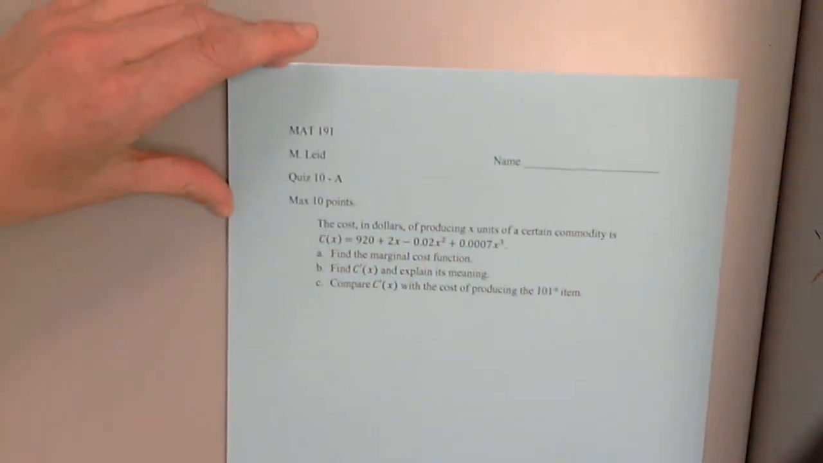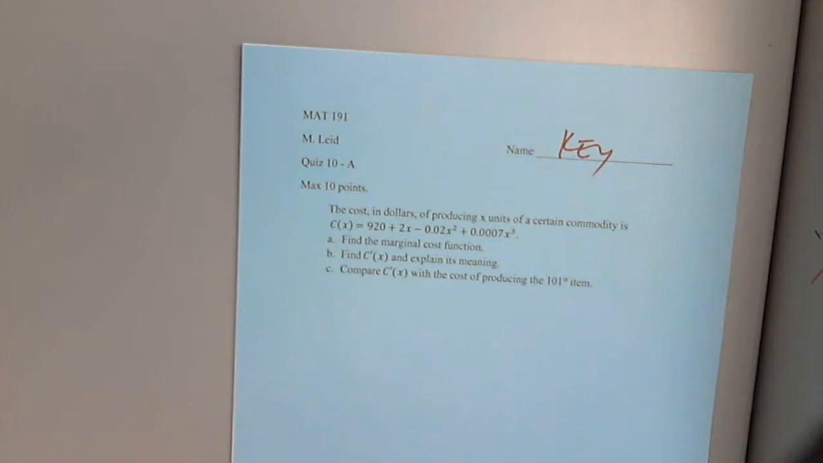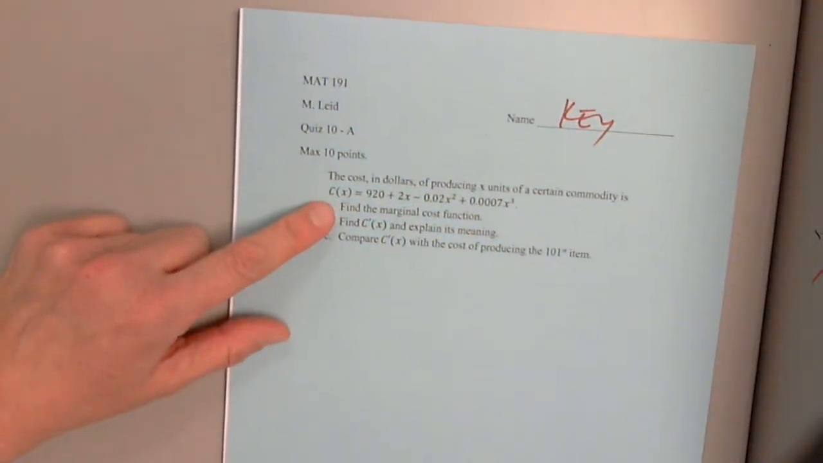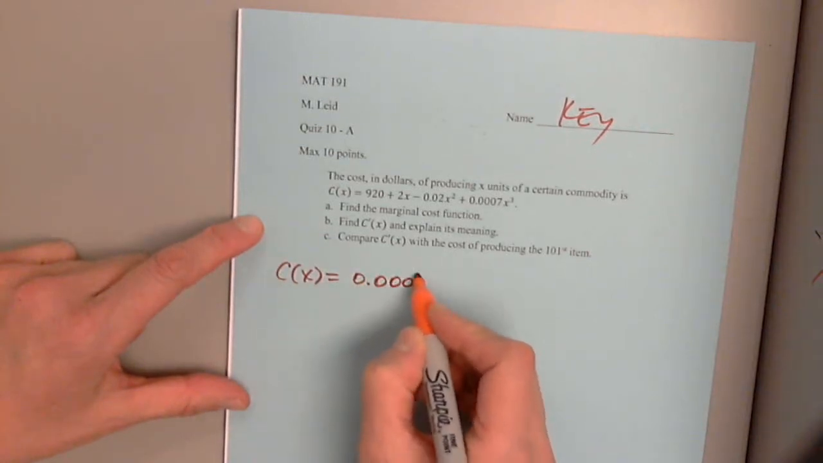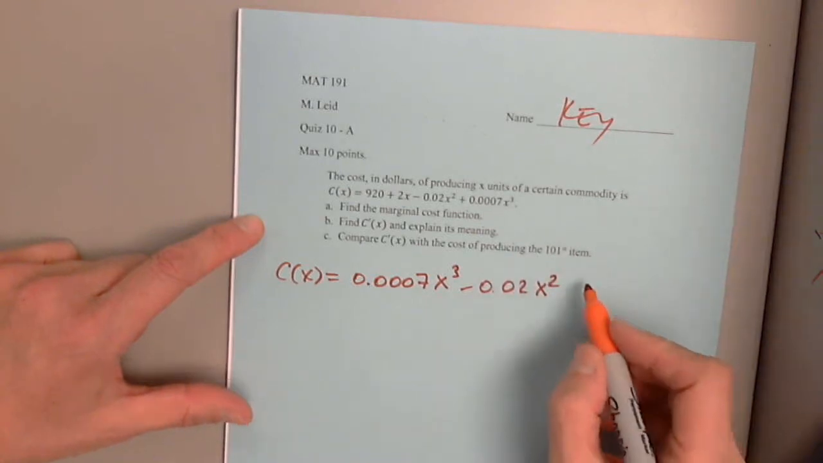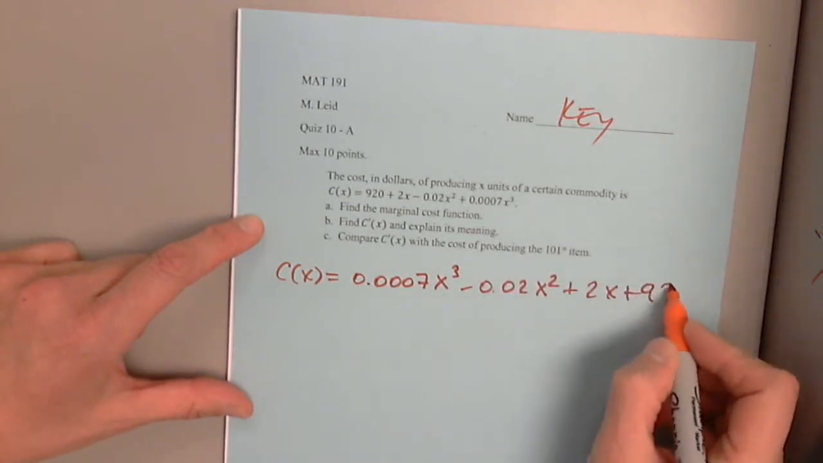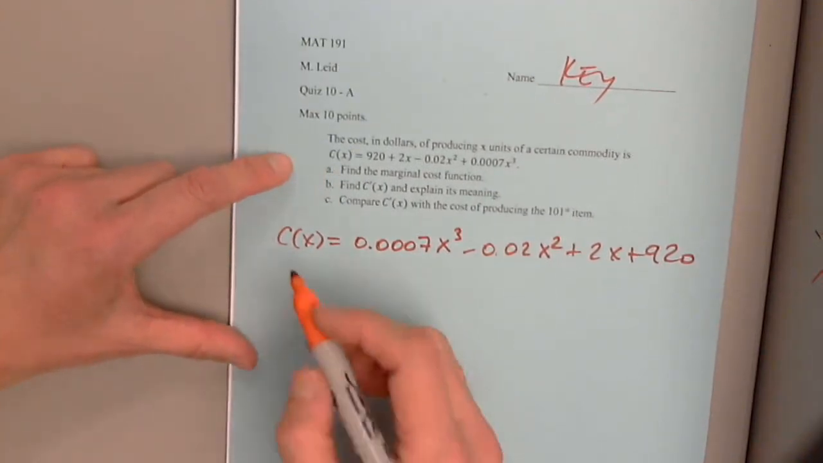Let's start with this, the blue one. Okay, so we have the cost in dollars of producing x units of a certain commodity. Of course, I will rearrange it as 0.0007x cubed minus 0.02x squared plus 2x plus 920. Find the marginal cost function, part A.